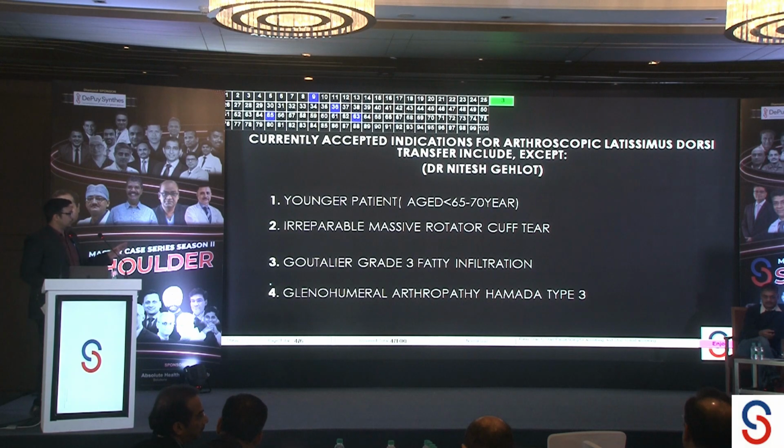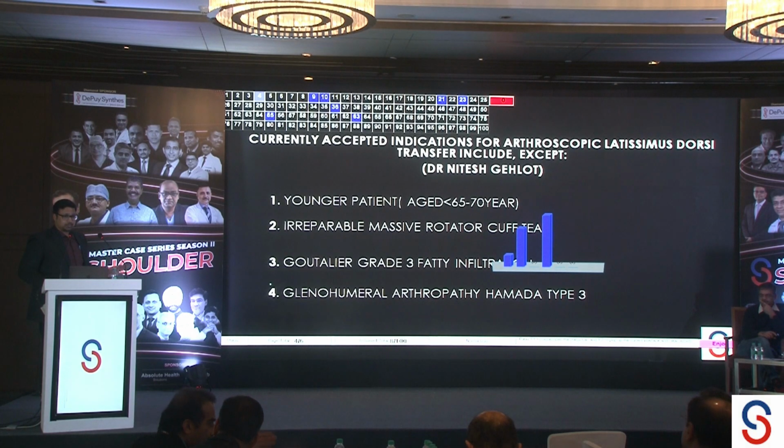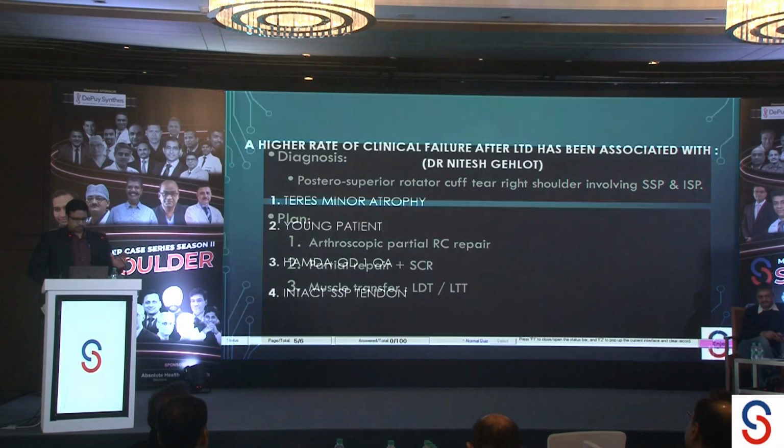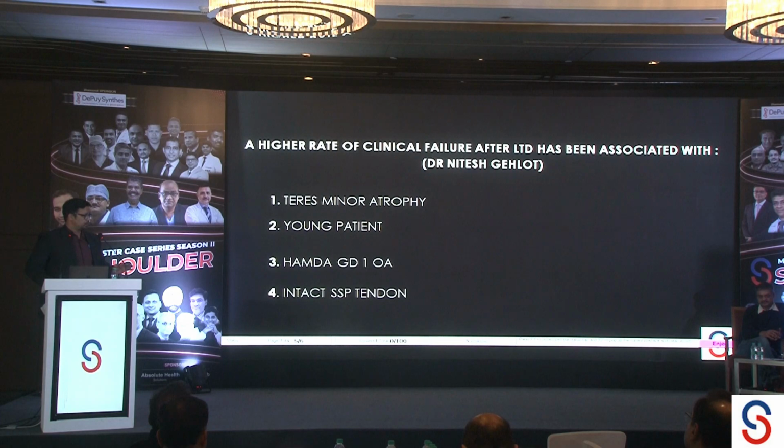So this was the question actually, what are the indications for the latissimus dorsi transfer? Okay. So for the younger patient we do, for the irreparable massive cuff tear we do, for Goutallier grade 3 fatty infiltration. For Hamada grade more than 2, that is not a contraindication. Coming to this plan, I will just ask a raise of hand for this. For arthroscopic partial rotator cuff repair, you can remove the ARS.